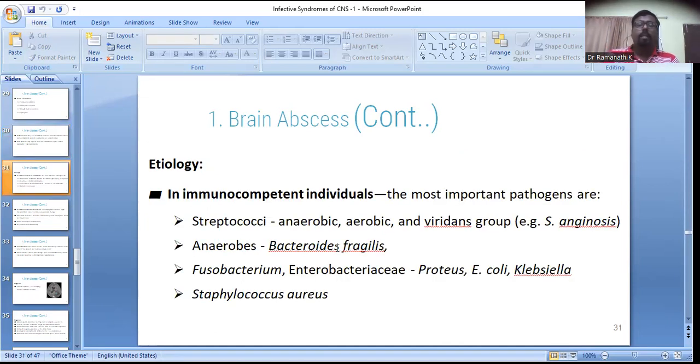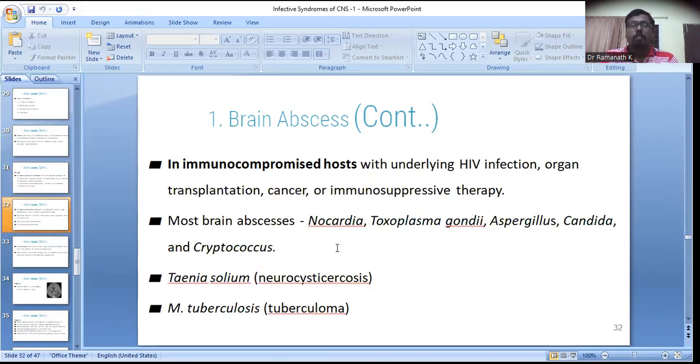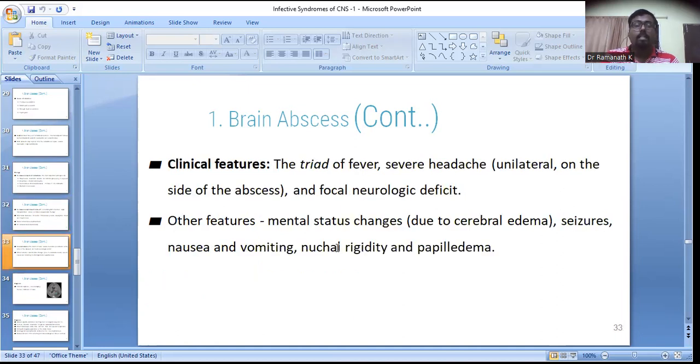In the etiology of brain abscess, it is mainly produced by anaerobes. Other aerobic streptococci also can be seen. Fusobacterium, Staphylococcus aureus, and enterobacterial members are also responsible for brain abscess. In immunocompromised hosts, such as persons with HIV, those who have undergone organ transplantation, or persons with malignancy or immunosuppressive therapy, you can see the formation of brain abscess. These are mostly produced by Nocardia, Toxoplasma gondii, Aspergillus, Candida, and Cryptococcus. Taenia solium or Mycobacterium tuberculosis also can produce brain abscess-like conditions.